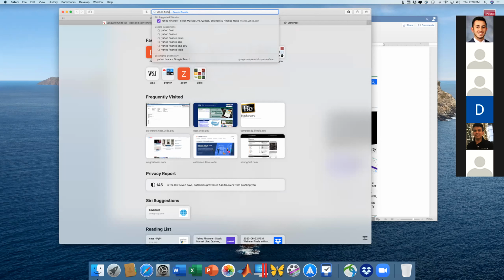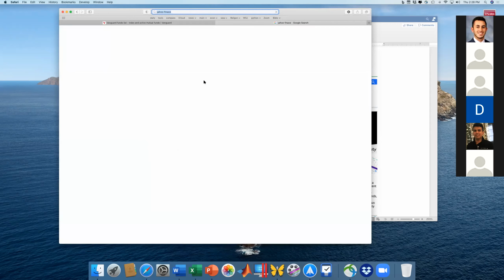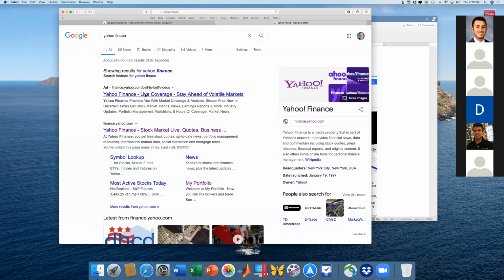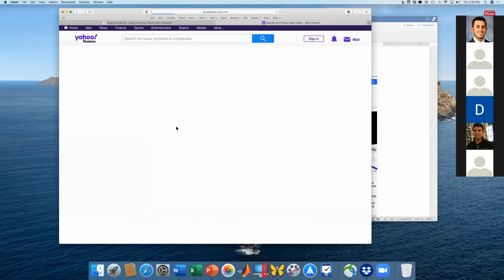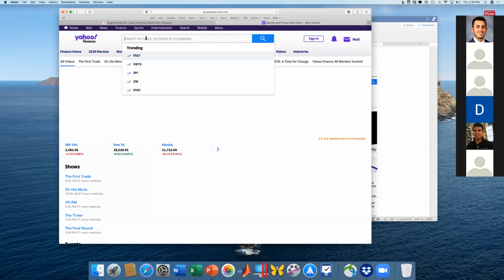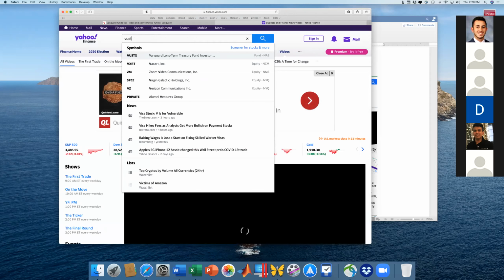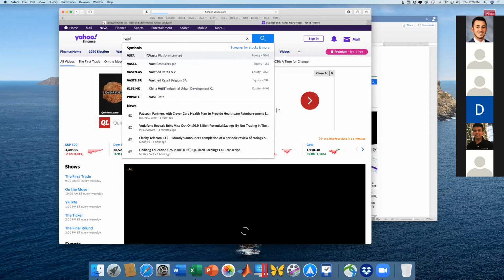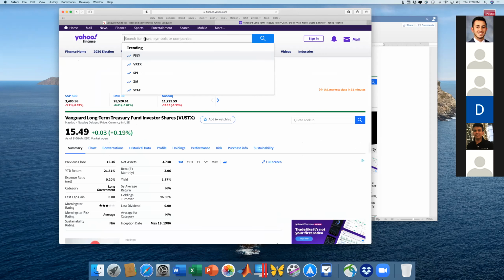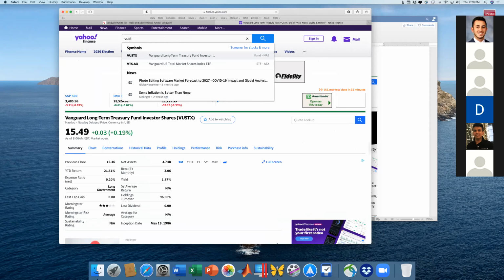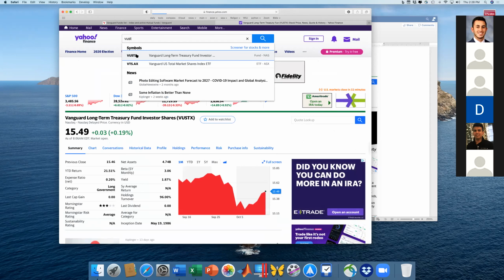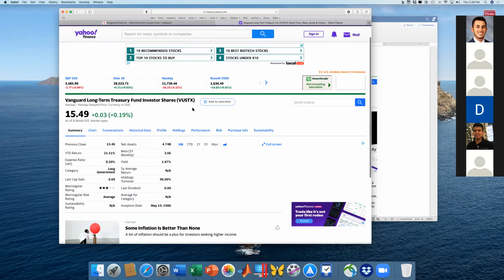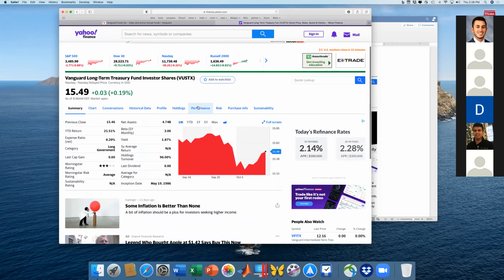I'm going to type in its ticker symbol. There it is, long-term treasury. Oops, I missed it. VUSTX. There it is. And let me go to its profile.